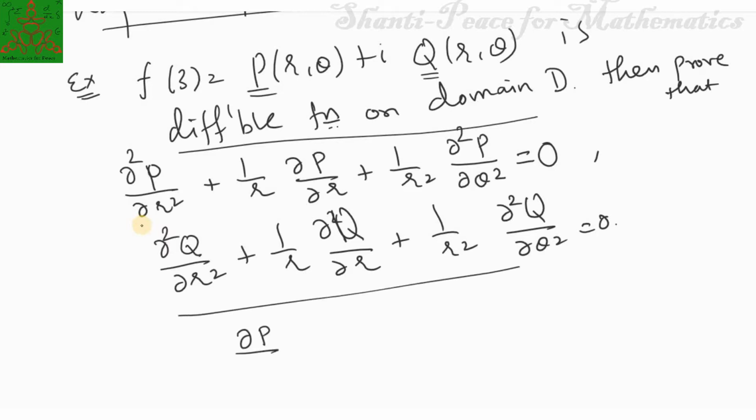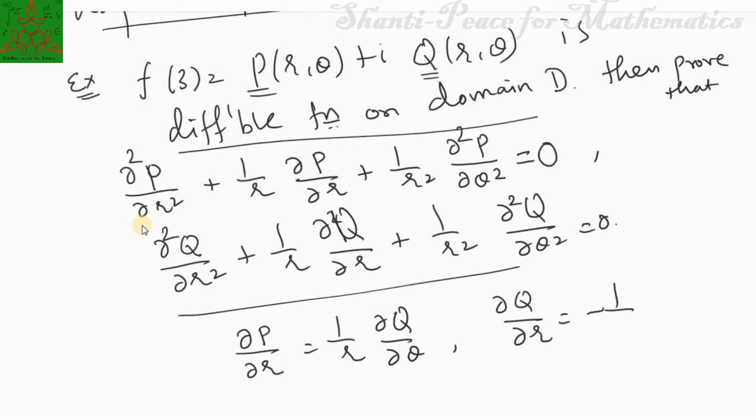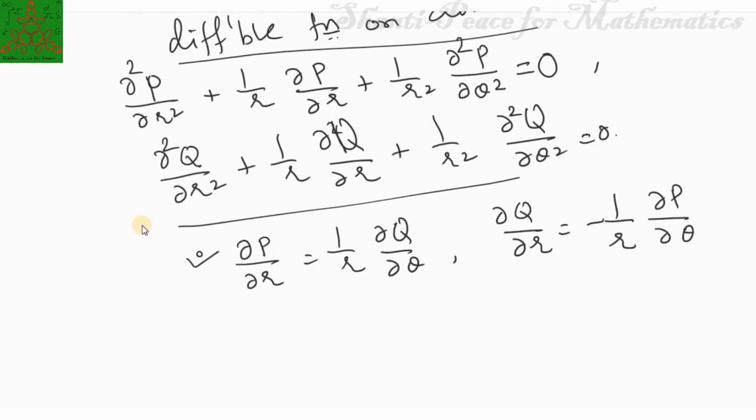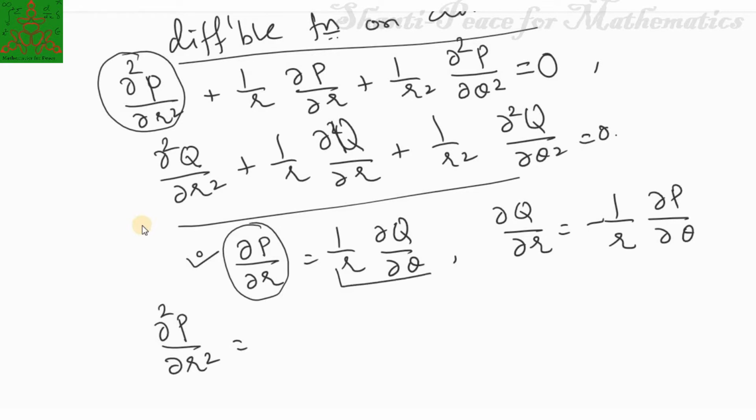Del p by del r equal to 1 upon r del q by del theta, and del q by del r equal to minus 1 upon r del p by del theta. Now this function is continuous, so it is differentiable. So I am taking the derivative again because this expression contains the double derivative. I am differentiating this expression with respect to r, so that we will have del square p upon del r square, which is the derivative of this with respect to r.